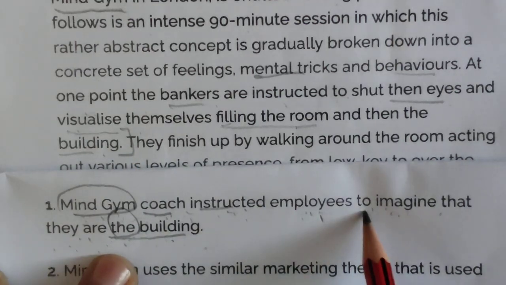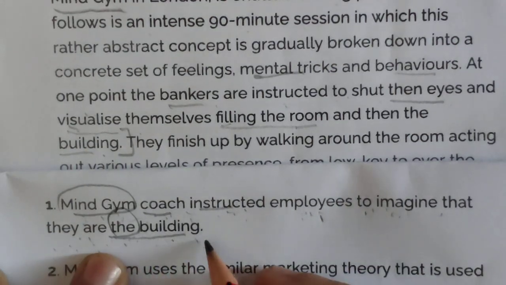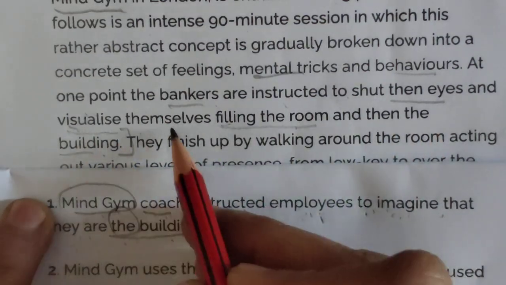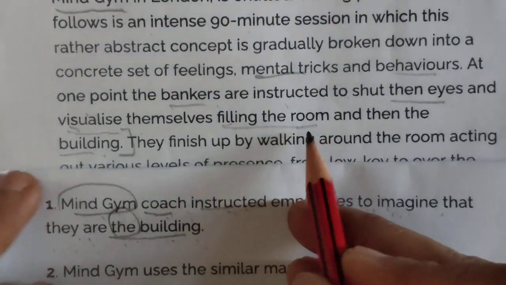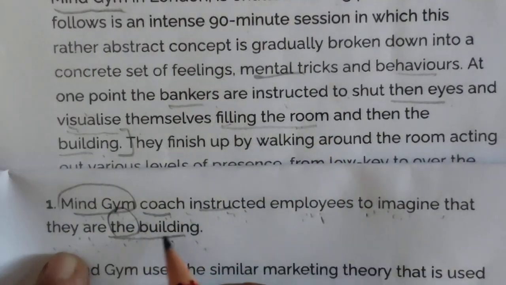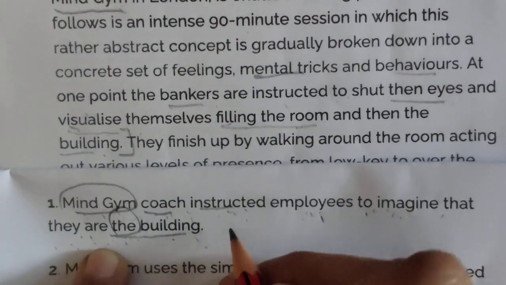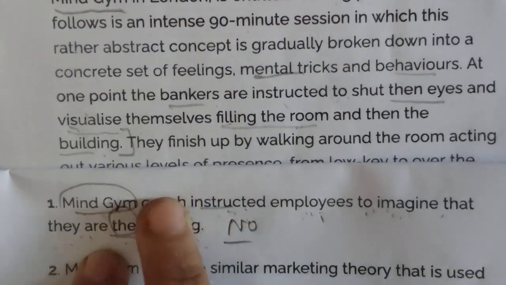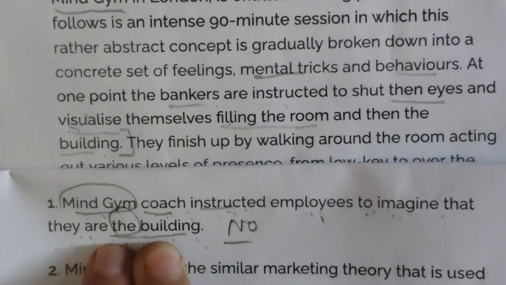Okay, to imagine, visualize, same thing is there, that they are the building. So is this the same thing? Can you just think about that question? Visualize themselves filling the room, just feel the room environment and the building environment. So imagine that they are the building. No, they are not the building. That's why there is no contradiction. Everything we have found, but here he is saying they are the building.